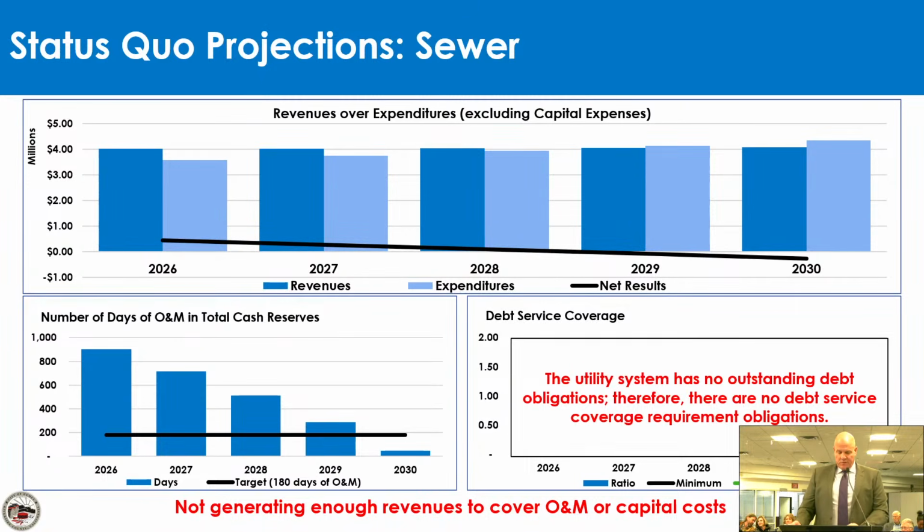For the sewer utility, the picture looks similar. Looking at the top graph, in the first 2 years you see the revenues are a little bit more than expenditures each year, so that's good, but then by year 3 and 4 that starts to swing the other way.